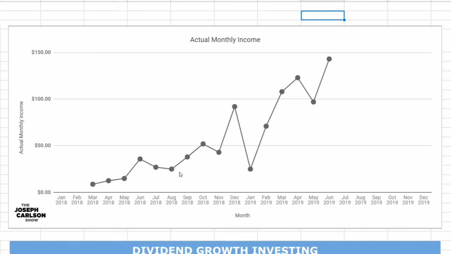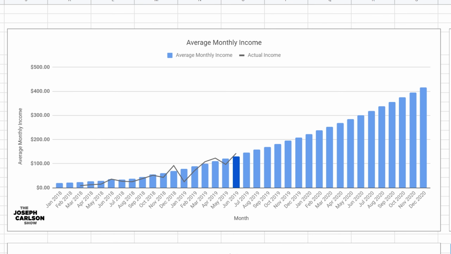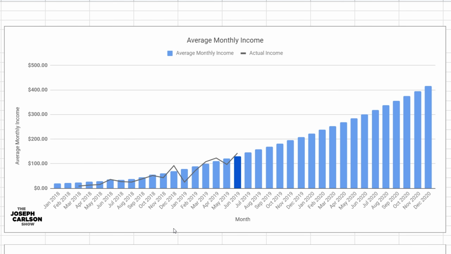But like I said, mentality is everything. With this portfolio, my goal is to generate a passive stream of income. Dividend growth investing is a vehicle to achieve that goal of generating passive income. Now, if I go over here, this graph, I think, really properly illustrates how I'm doing with that goal.